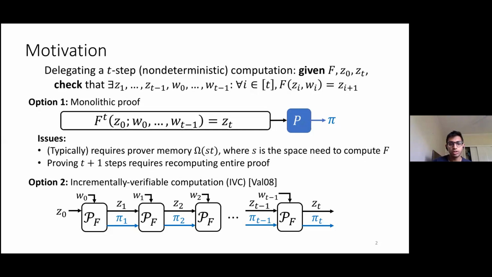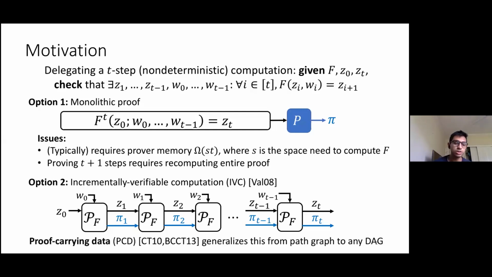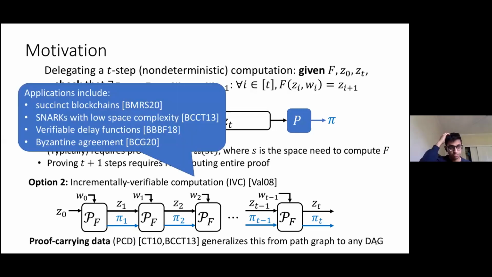Okay, so this is a useful notion. It's also been generalized to proof carrying data, where instead of just doing a single line graph, you can prove the correctness of computations along any DAG. And this has many applications, particularly in the blockchain space. One application is succinct blockchains, where you prove the correctness of the transition function of your blockchain. There are applications to constructing SNARKs which have low space complexity, to constructing verifiable delay functions, and even to improving the efficiency of Byzantine agreement.